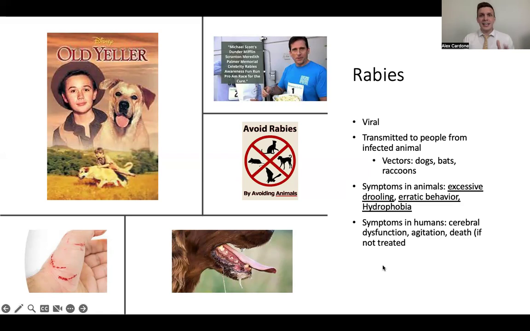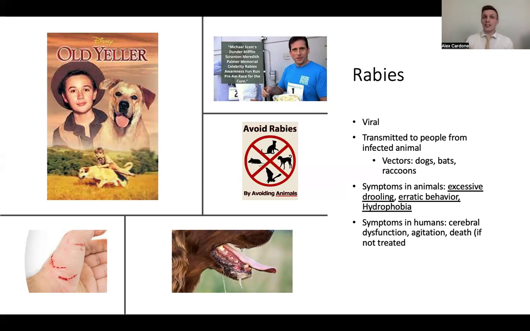Rabies is a viral infection. It's primarily transmitted to people from infected animals, typically dogs, bats, or even raccoons. You can see from some of these pictures some examples, like from the movie Old Yeller, if you remember that. Spoiler alert, it's almost a 40, 50-year-old film, but the dog dies at the end because he contracts rabies from fighting off a rabies-infected animal that was trying to attack the kid.